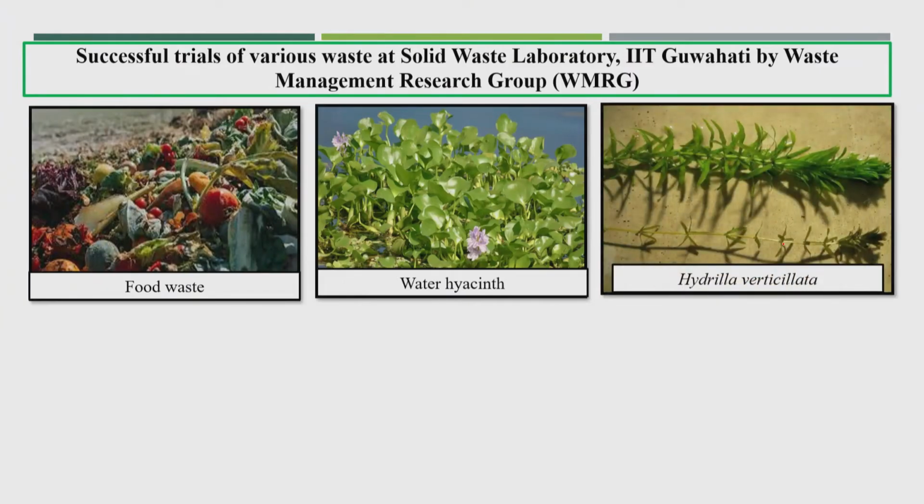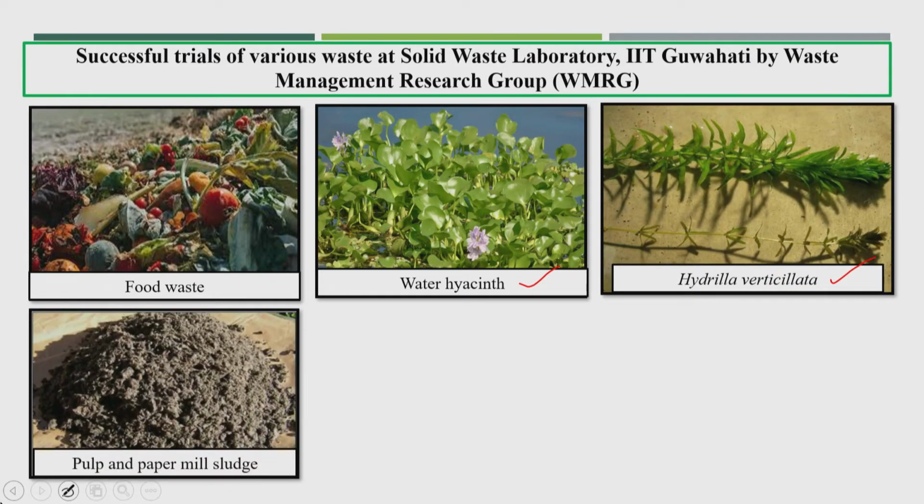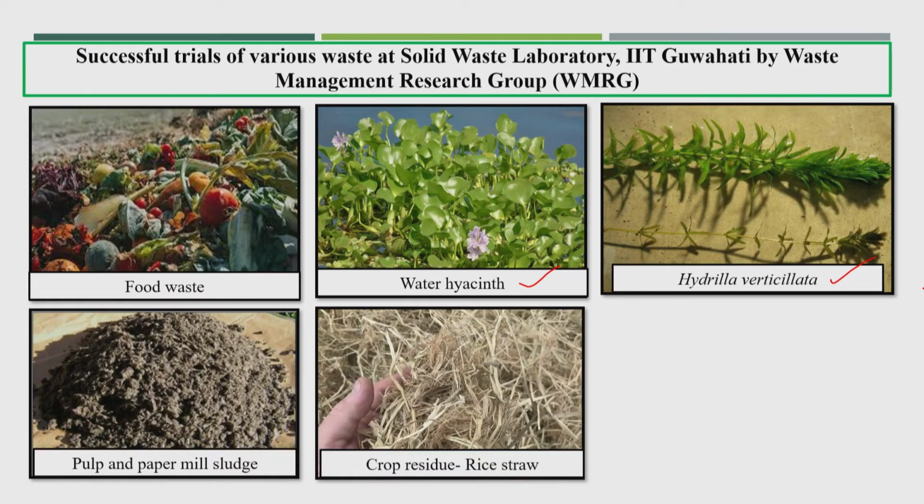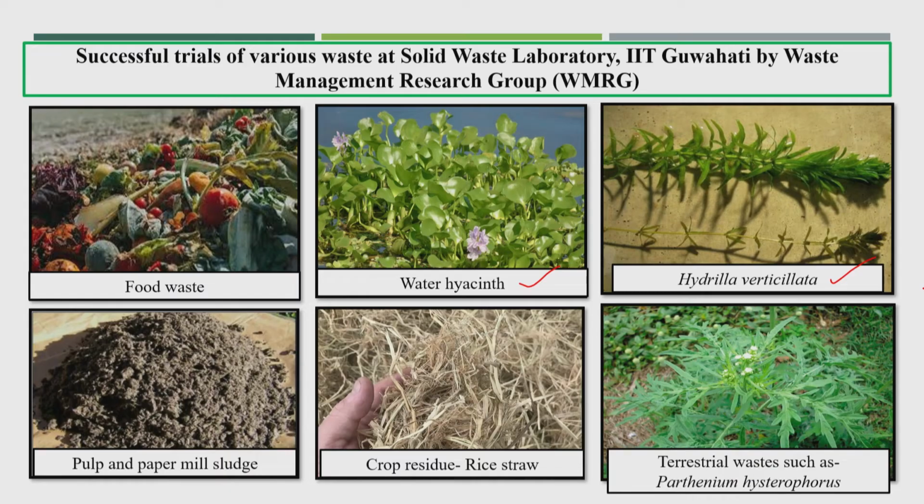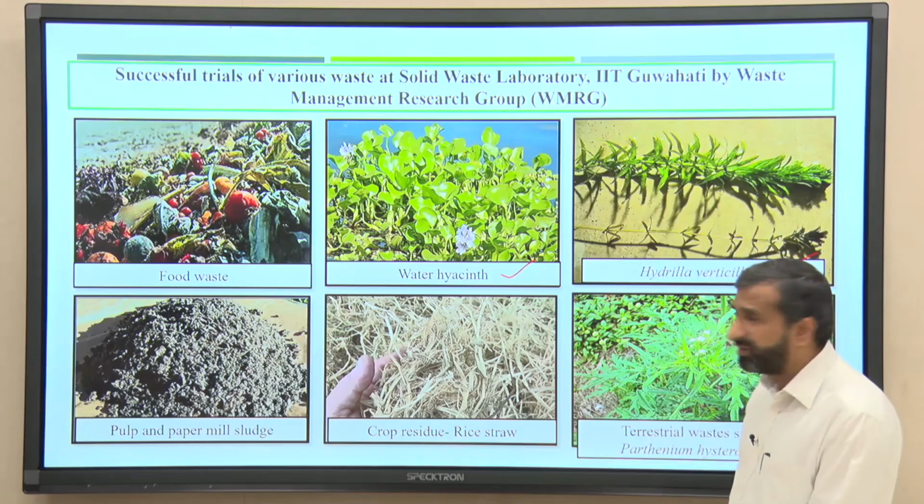I think these kinds of materials are highly lignocellulosic and very difficult to degrade easily, like pulp and paper mill, which is an industrial sludge, and crop residue like rice straw. These are terrestrial weeds, especially Parthenium hysterophorus, which is very difficult, and these kinds of weeds are also toxic, making them difficult to utilize for biogas production.